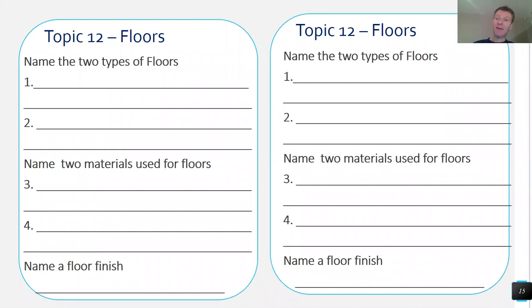Okay, have a go at these questions. Can you name 2 types of flooring? Can you name 2 materials that are used for this flooring? And last but not least, we mentioned this quite early, can you name a floor finish that will go on top of this flooring all at the end?